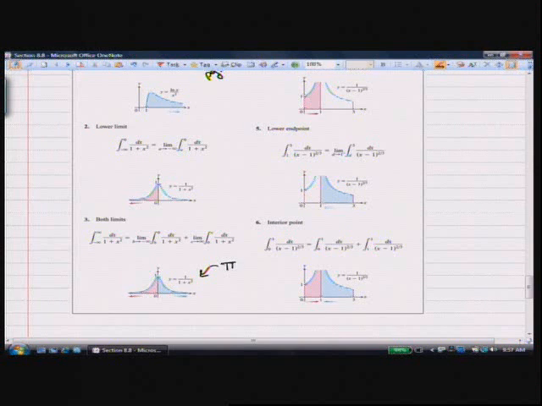It turns out that this one, from negative infinity to 0, is pi. This is obviously pi over 2. That one's pi. So you can go through and do these if you want. All 3 of these examples that he did actually converge to finite values.